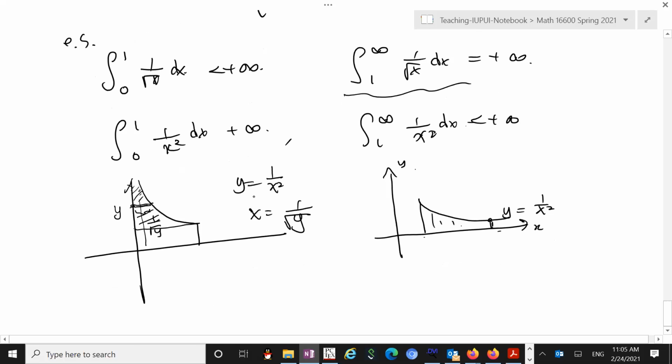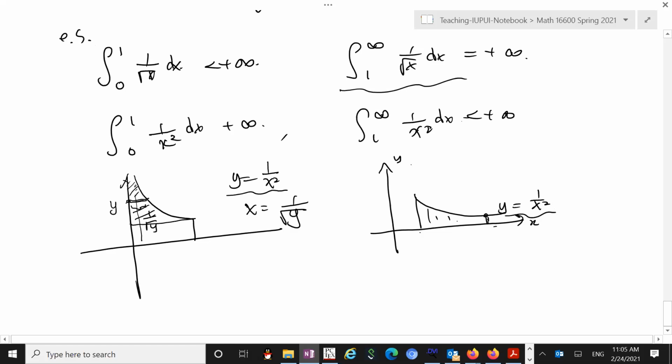Although it looks like the same function originally, this actually is x equals 1 over square root of y. That is why this region is unbounded. The area is infinite. Okay. This is a very good example. It almost covers all kinds of problems.